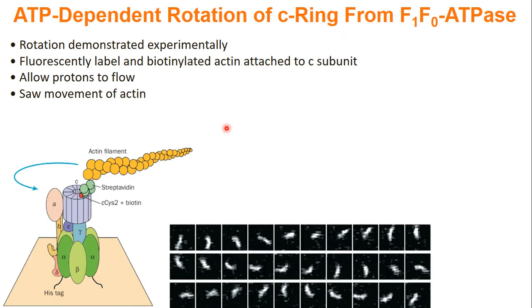Now, how do we know this works the way I just said? Well, a very cool experiment took an actin filament and basically attached it to the C subunit, and it was labeled with fluorescence. So we could watch this. And what happens is that you'll see the actin actually move through time. And it kind of does so in a jerky motion.